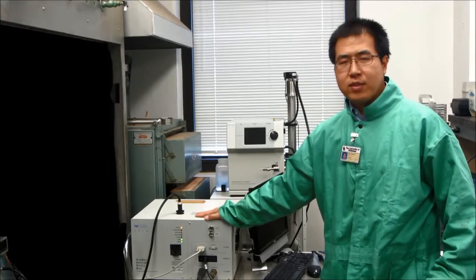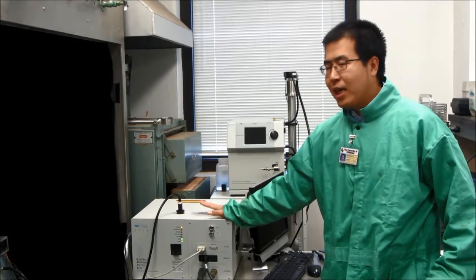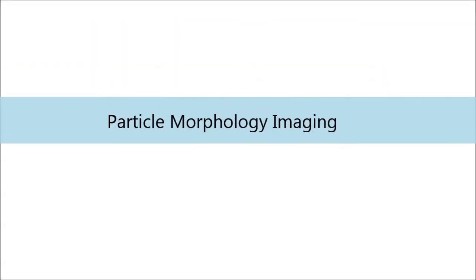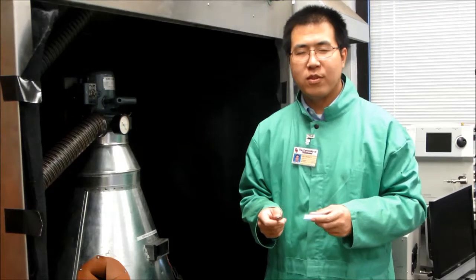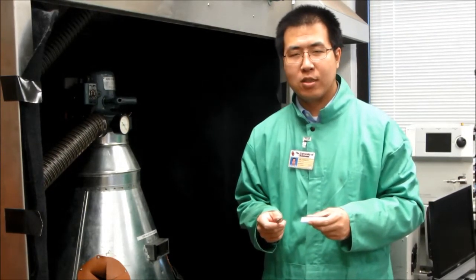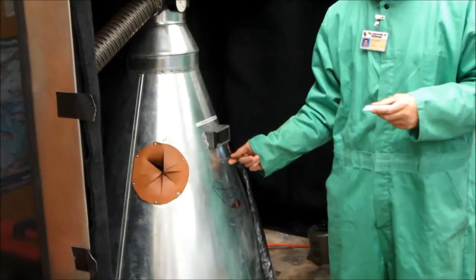The coarse fraction of the aerosols will be measured by this aerodynamic particle sizer with a flow rate of 1 liter per minute. The APS will provide a size range of 0.5 to 20 micron. The morphology of the particles will be imaged through transmission electron microscope. A TEM grid will be attached to the same sampling port used for size measurement.